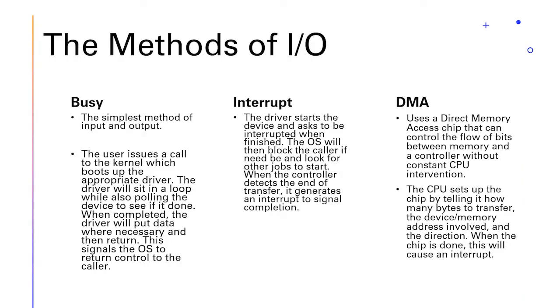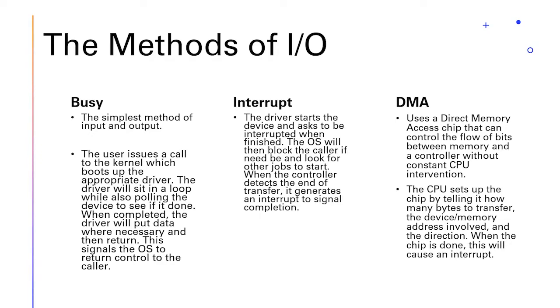And so, as we said in the very beginning, there's different methods of input and output, and we're going to talk about the three today. So, the first being busy waiting, which is actually the simplest method of input and output, and this typically happens when the user issues a call to the kernel, which will then boot up the appropriate driver that it needs.